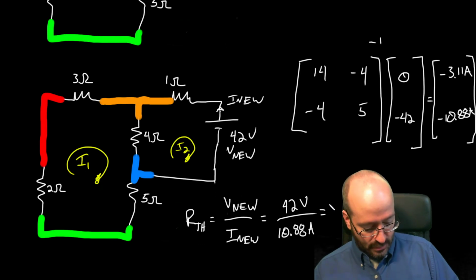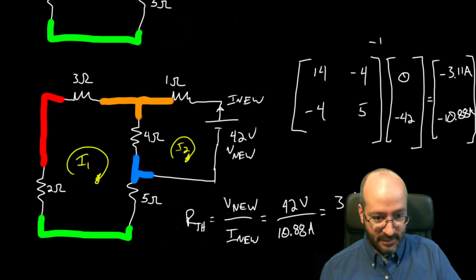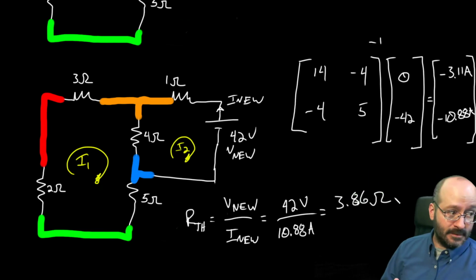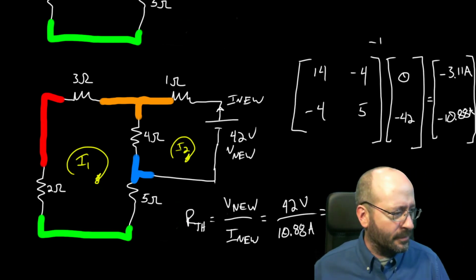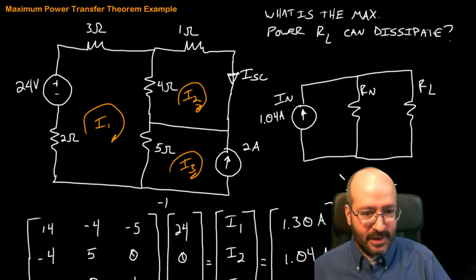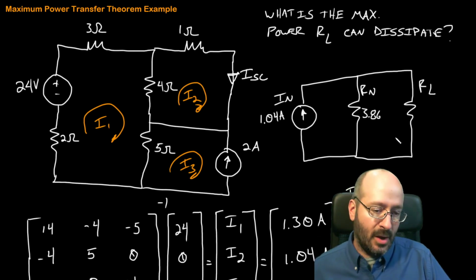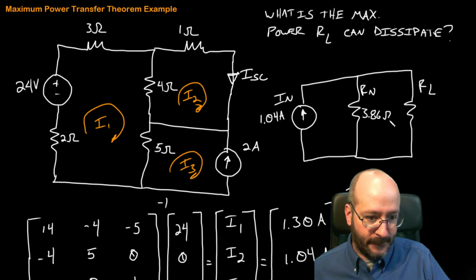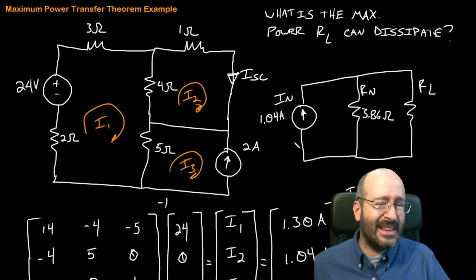Okay, 42 divided by -I2. And we get, who would have thought, 3.86 ohms, just like we did using method 1. Okay, so now I've done it twice. I'm feeling really confident. That's when I'm most likely to screw up, is when I'm feeling really confident. Okay, so 3.86 ohms. So we can take this whole circuit and drop it down to 3.86 ohms in parallel with a 1.04 amp current supply.